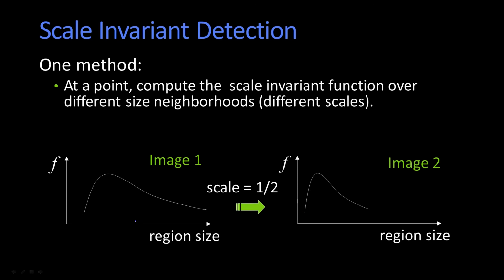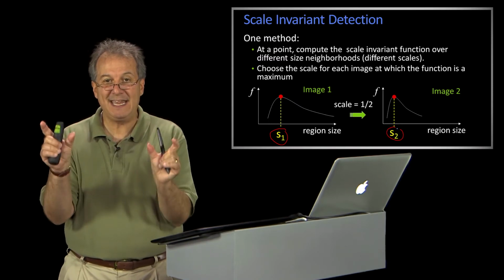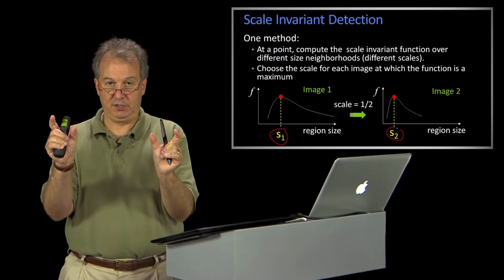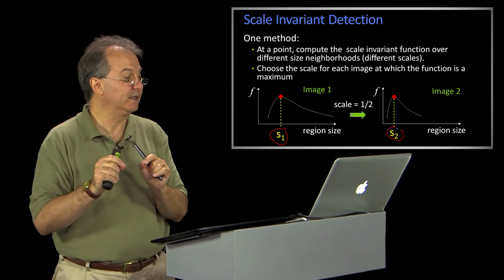What that means is, suppose we pick the maximum of that function. I'm going to call that S1 in image 1 on the left. And I take the same function at some other point in the second image. If I were to take the maximum there, it would be a different size, because that image had been squished in half. That would be S2. But these two neighborhood sizes would be covering the same region of the image between the two pictures. So they would be matching scales.